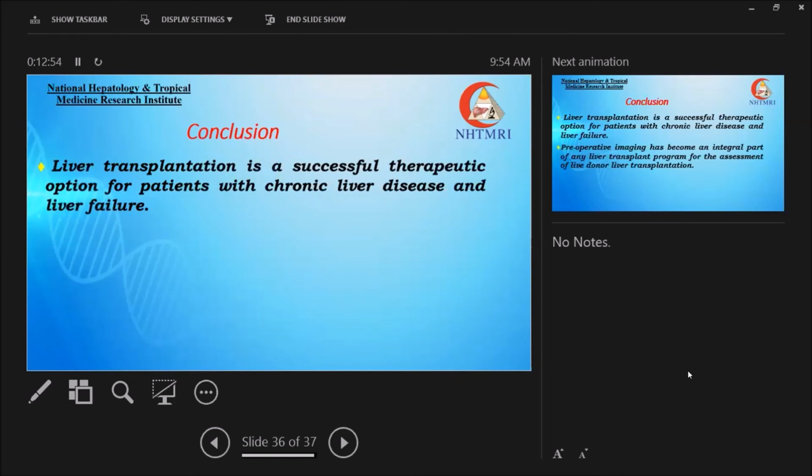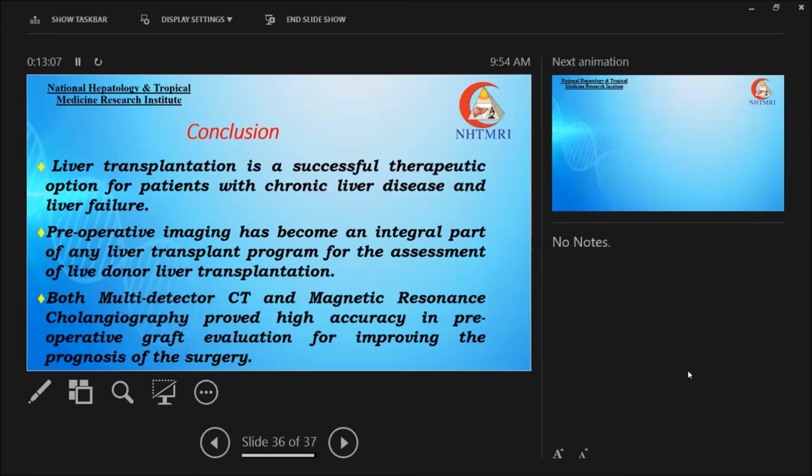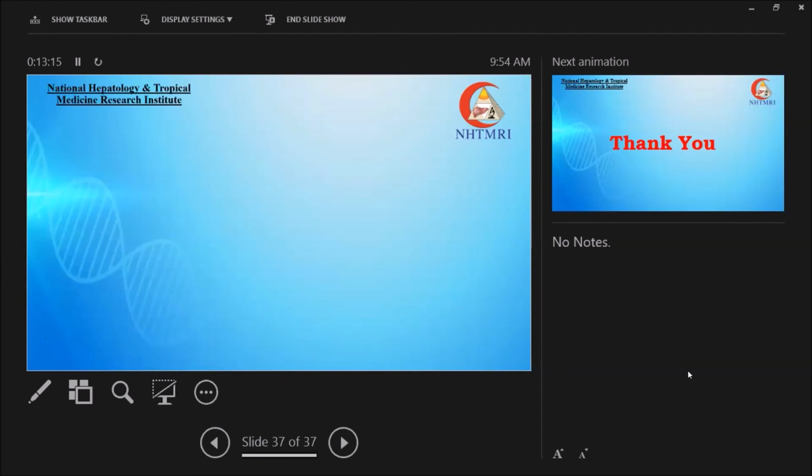In conclusion, liver transplantation is a successful therapeutic option for patients with chronic liver disease and liver failure. Preoperative imaging has become an integral part of any liver transplant program for the assessment of live donor liver transplantation. Both multi-detector CT and MRI cholangiography proved high accuracy in preoperative graft evaluation for improving the prognosis of the surgery. Thank you very much.